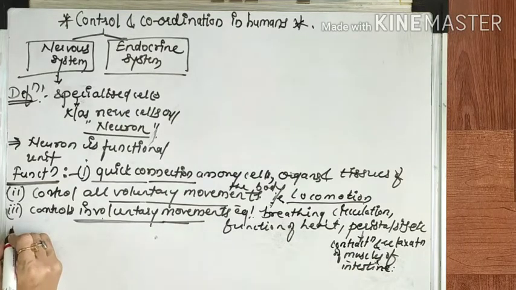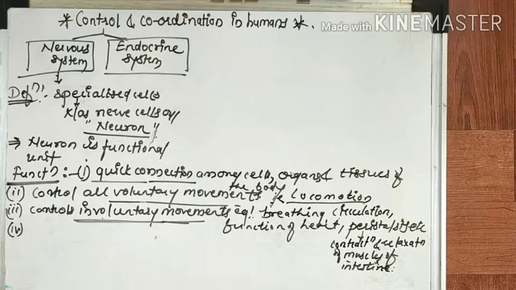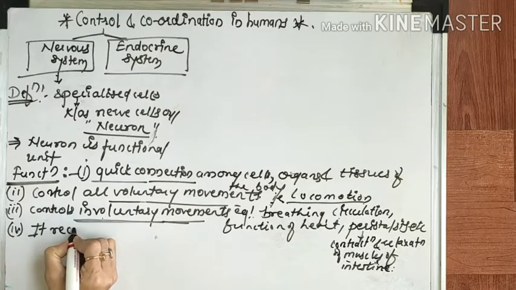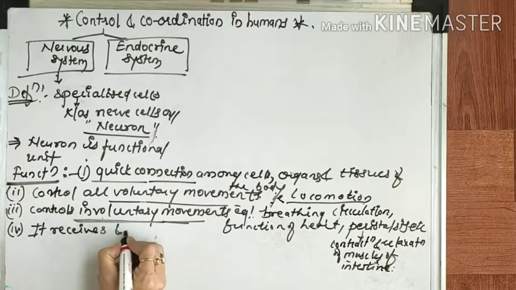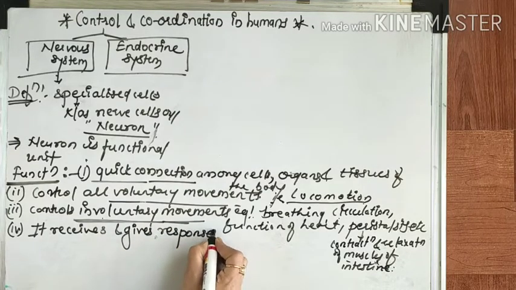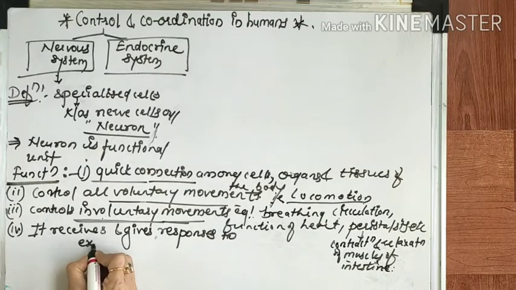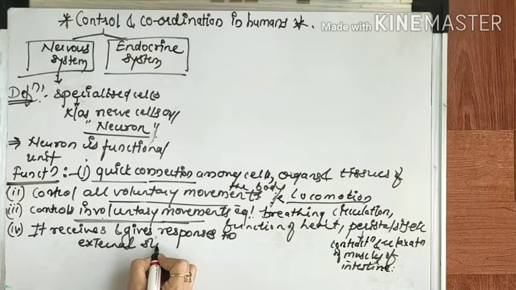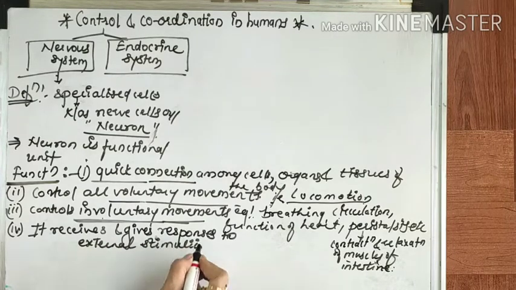Right, now the fourth important function of a nervous system is that it receives and gives response to the external stimulus. Right, it receives this stimulus from the sense organs and gives response to the stimulus with the help of effector. Okay, so I can say that it receives and gives responses to external stimuli, right? So this is the fourth important function of the nervous system.